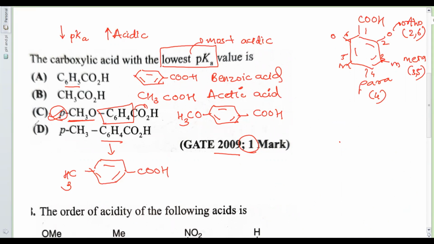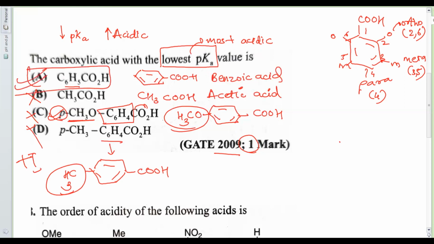You can straight away strike out option B, because we just discussed that aliphatic carboxylic acids are less acidic as compared to aromatic. Now you have options C and D, which both have electron donating groups. They are the plus I groups, and therefore these will be least acidic. So the only viable option left is option A. Now I know there are no electron withdrawing groups, but at least there are no donating groups. So therefore this one will be the most acidic. Hopefully you have understood this.